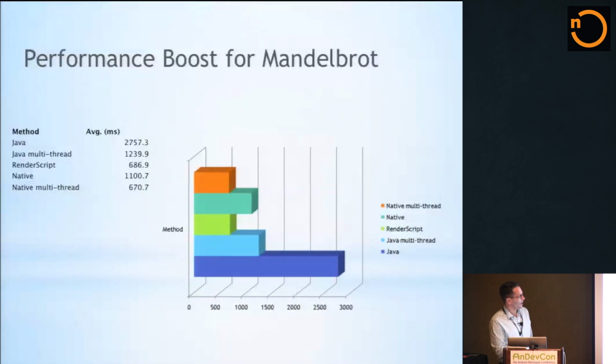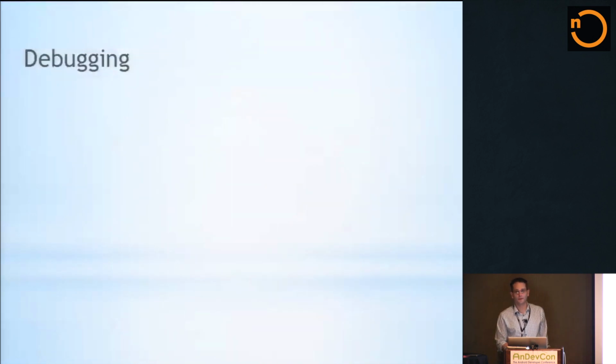So you can see that the RenderScript and the native code are actually really, really close. Okay? And the complexity, in my opinion, was a lot less in terms of writing your code. Any questions over the numbers? All right. So now debugging.